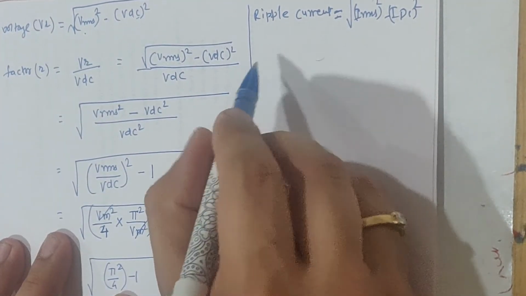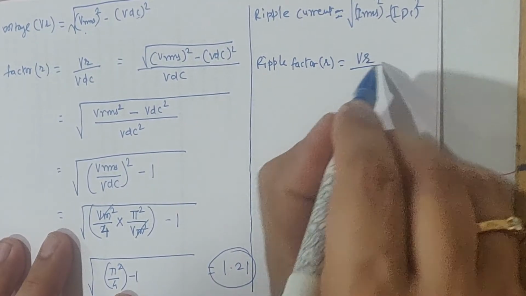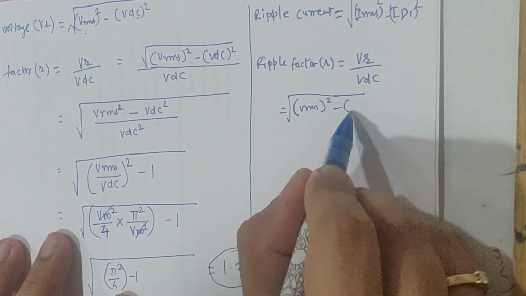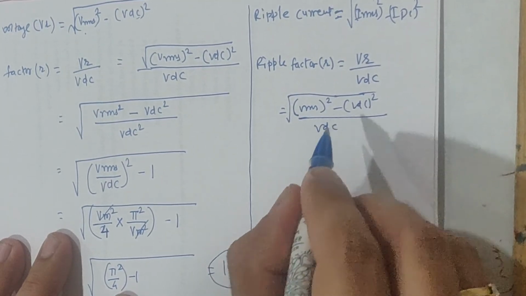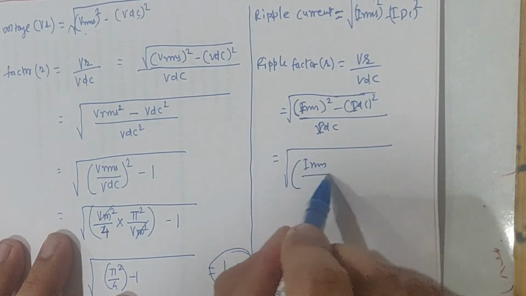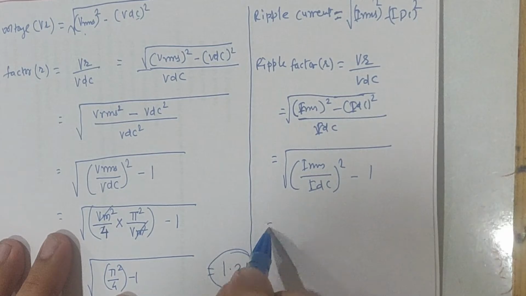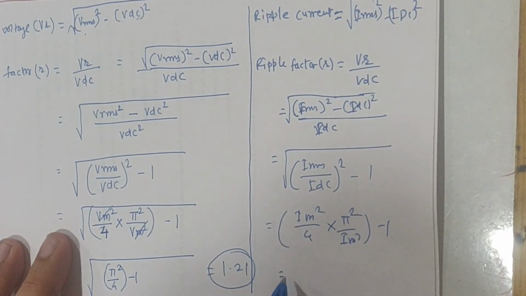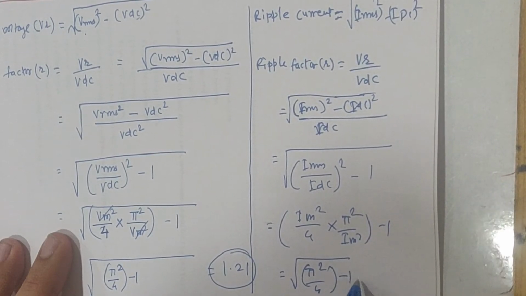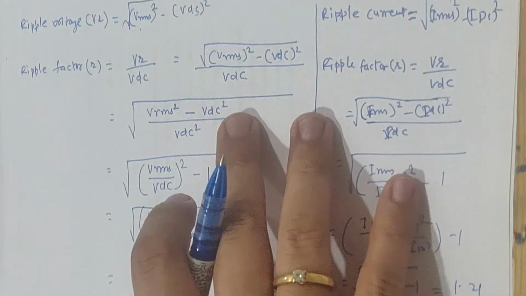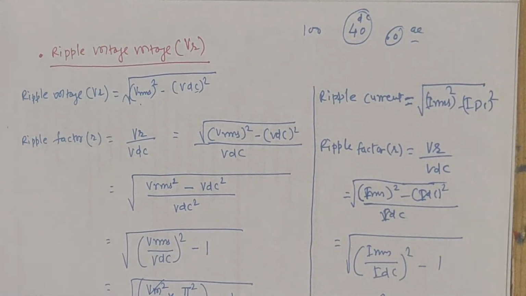So now ripple factor r is equal to IR by IDC, which is equal to under root of IRMS square minus IDC square upon IDC square. So it will be under root of IRMS upon IDC whole square minus 1. So it will be Im square by 4 multiplied by pi square by Im square minus 1, and that will be under root of pi square by 4 minus 1. It is 1.21 again. Remember this: one and the same thing, either you calculate in terms of voltage or in terms of current. Now let us move to the next parameter, which is called peak inverse voltage.